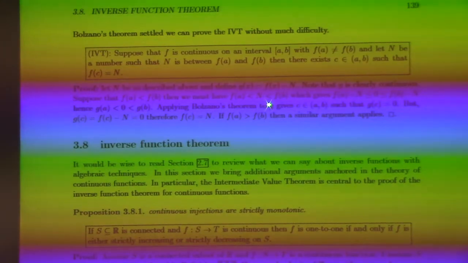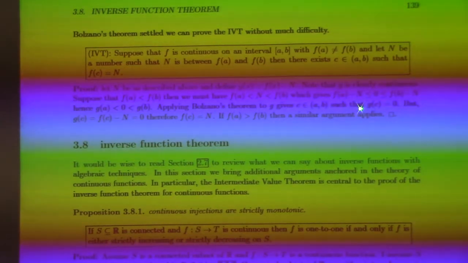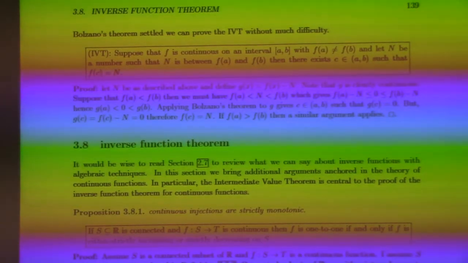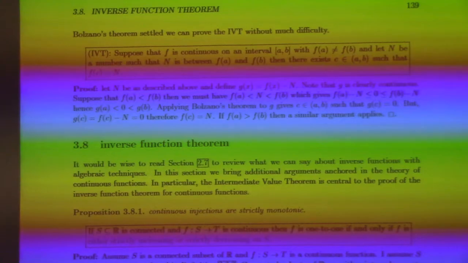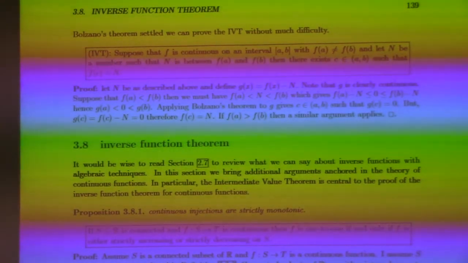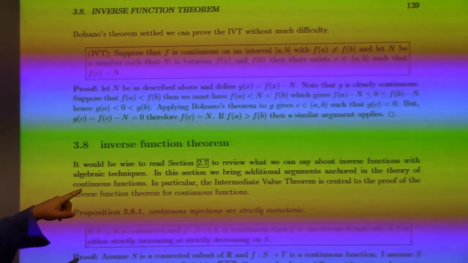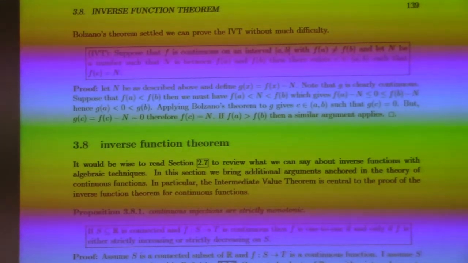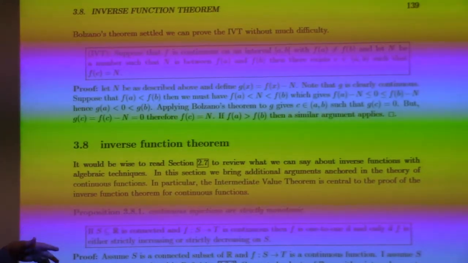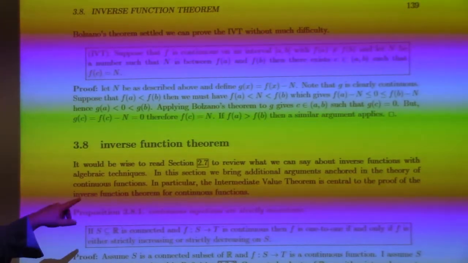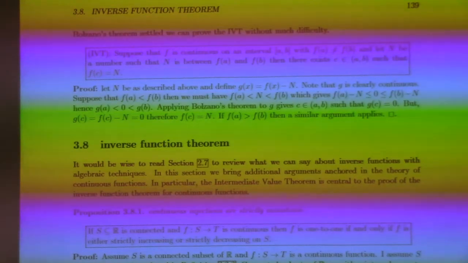If I subtract n across this inequality, I get f of a minus n is less than, and these are strict inequalities, I shouldn't have less than or equal to there, so f of a minus n less than 0, less than f of b minus n. That means that g of x equals f of x minus n is a function which changes from minus to plus over this interval, which means I can apply Bolzano's theorem and get that there exists a c such that g of c is 0. But g of c being 0 is to say that f of c is n. So that's it.